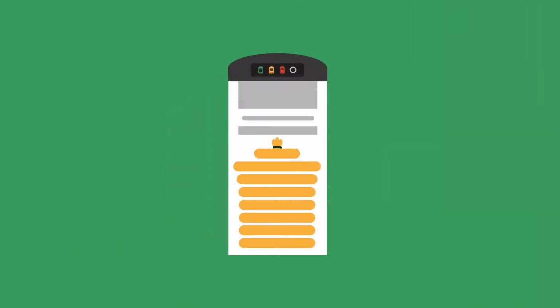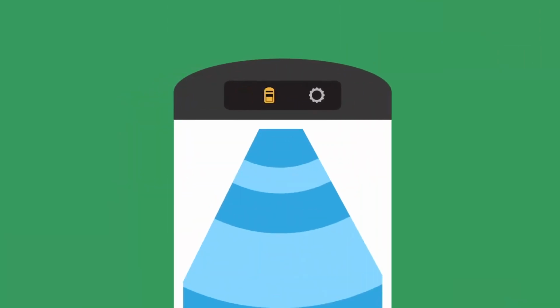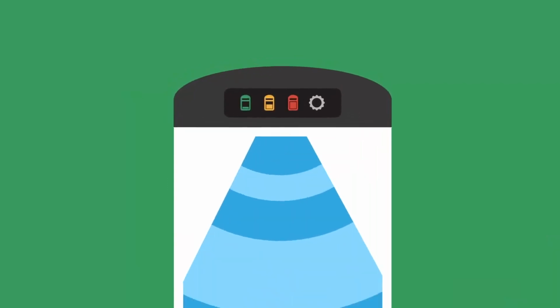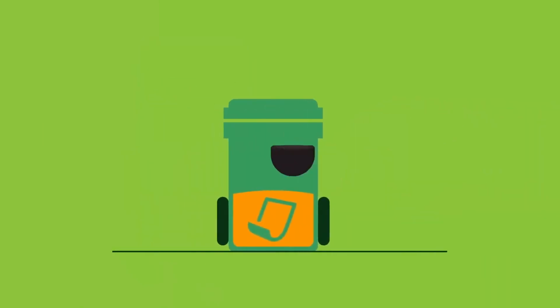Our solar-powered Clean Cube can compact waste to hold up to 8 times the volume of an ordinary bin. The Clean Cube also monitors fill levels and waste collections and keeps track of various sensor data. Our CleanFlex is an IoT sensor.